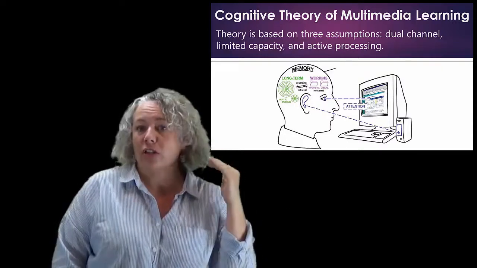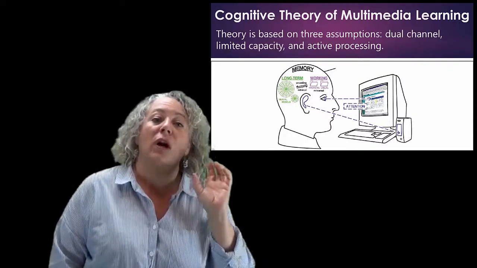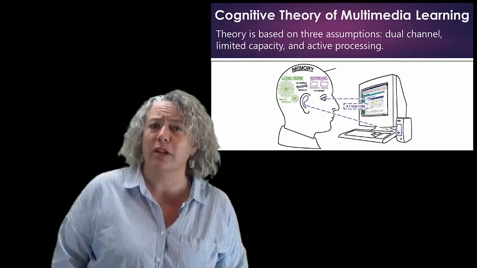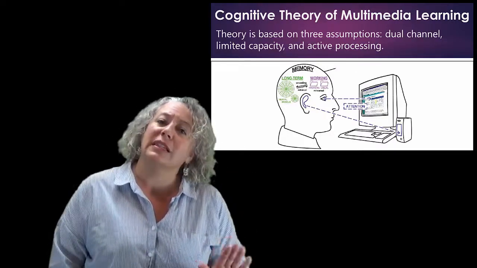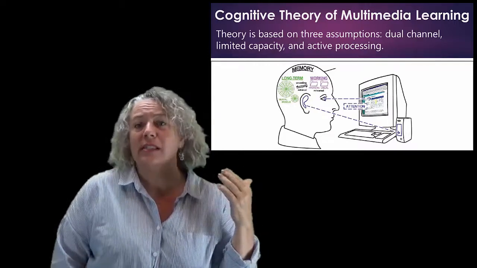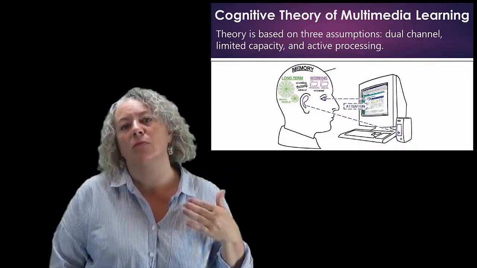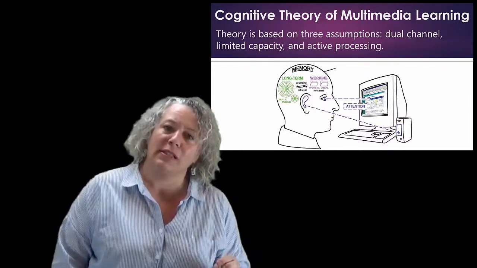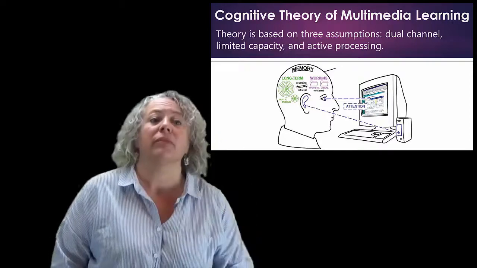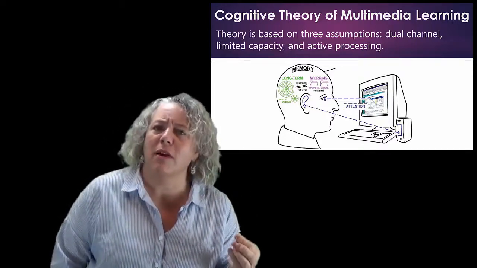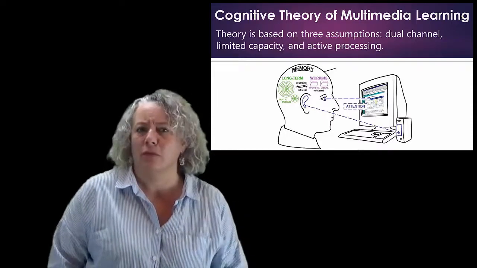We have the auditory and verbal as one, and we have the visual and pictorial as another, and they process information separately. There's the limited capacity assumption, which is that each of these channels is limited in capacity, how much information can be processed at one time. And the active processing assumption is the third one, and this is that people must be actively engaged with their cognitive processing to make sense of any information.